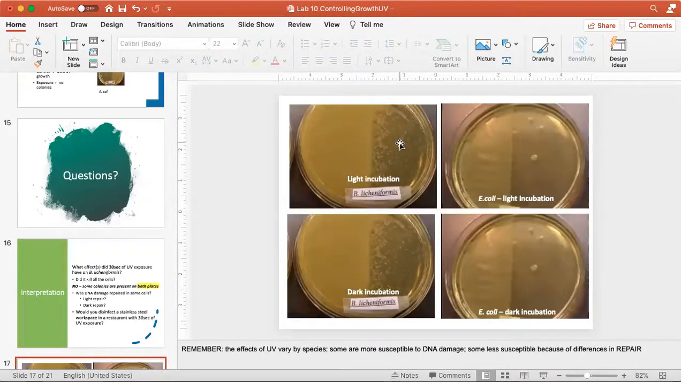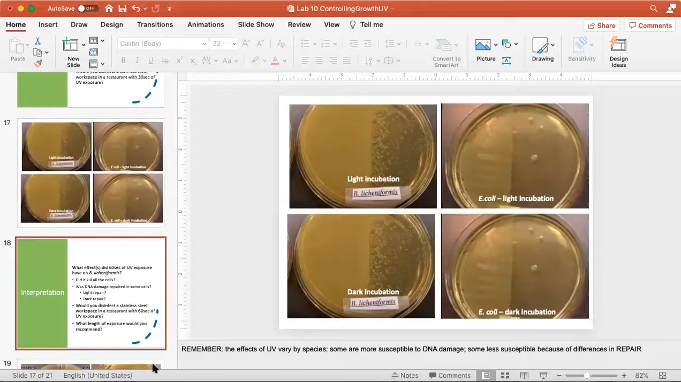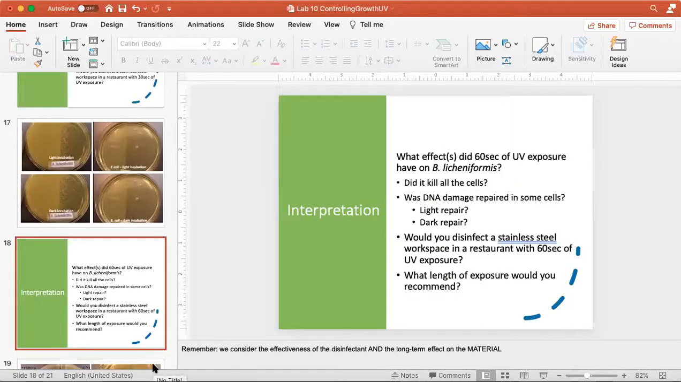Plenty of cells survived 30 seconds of exposure. Not as many on the E. coli plates, but plenty of cells survived. 30 seconds did not kill all those cells. But boy, 60 seconds did.